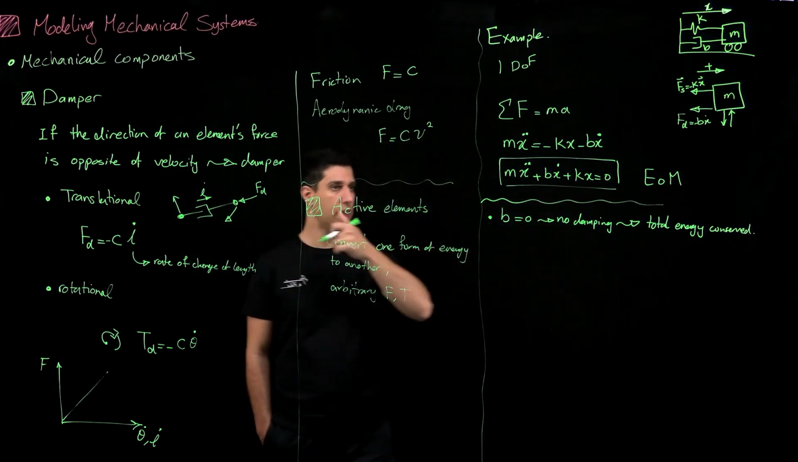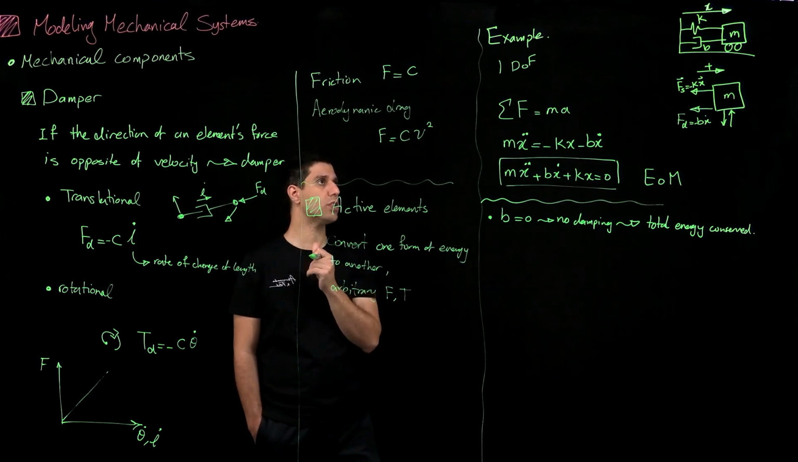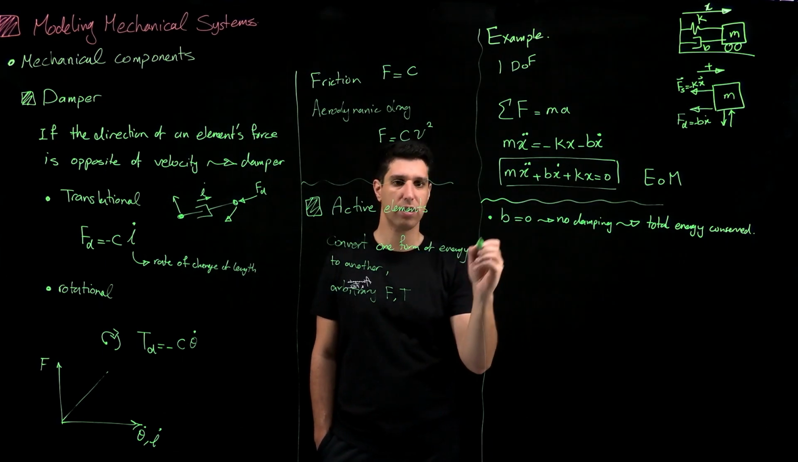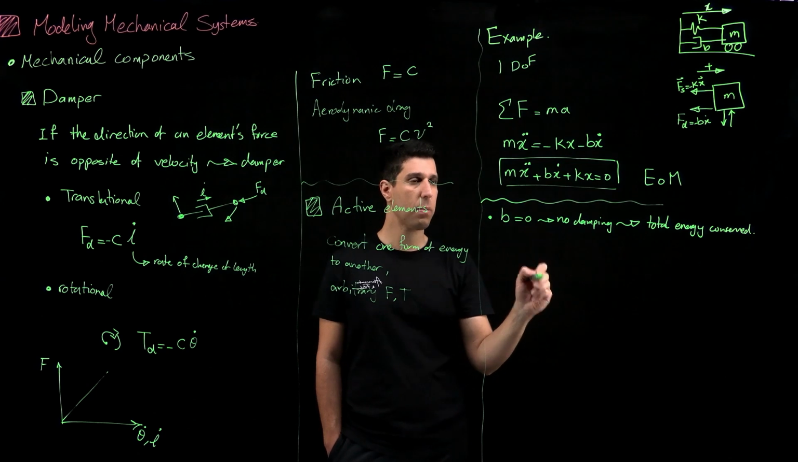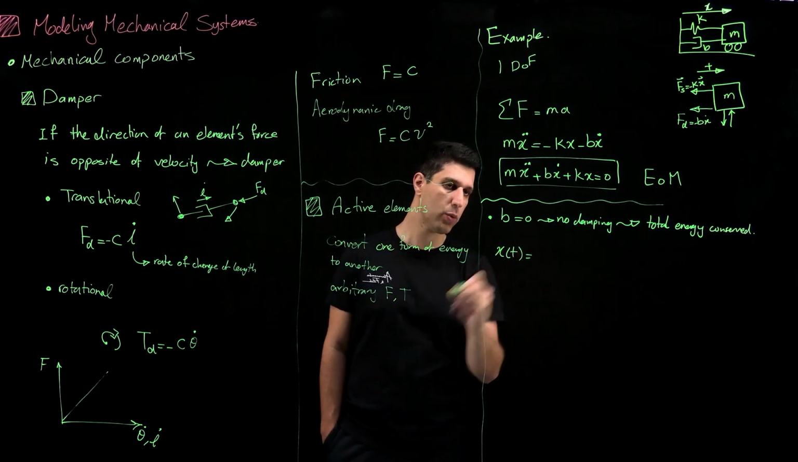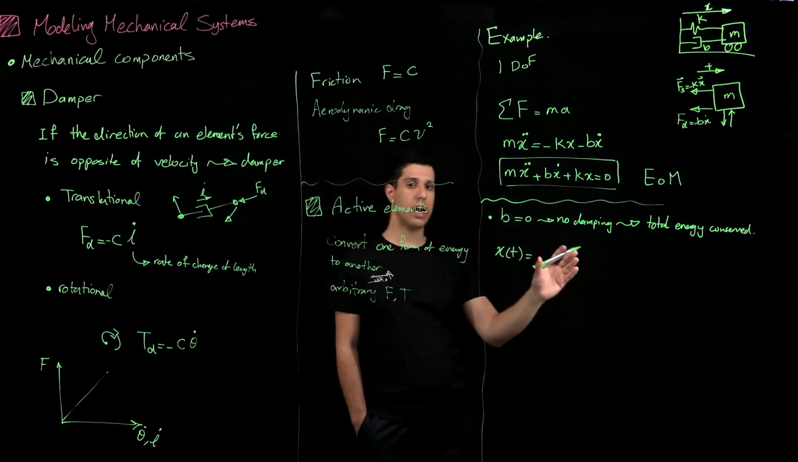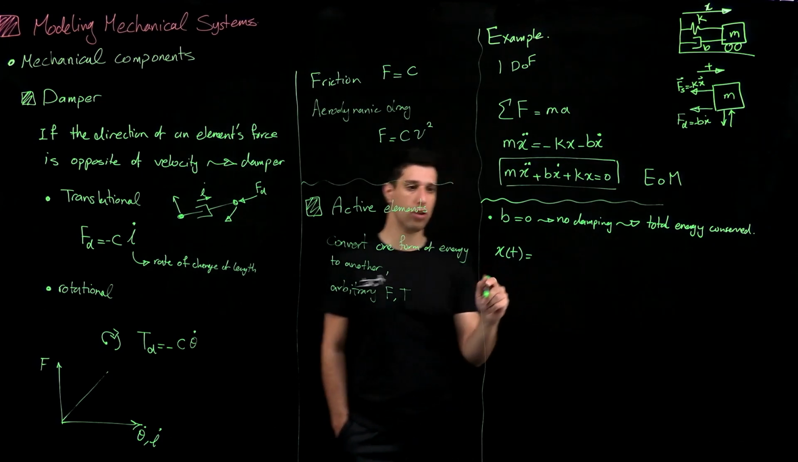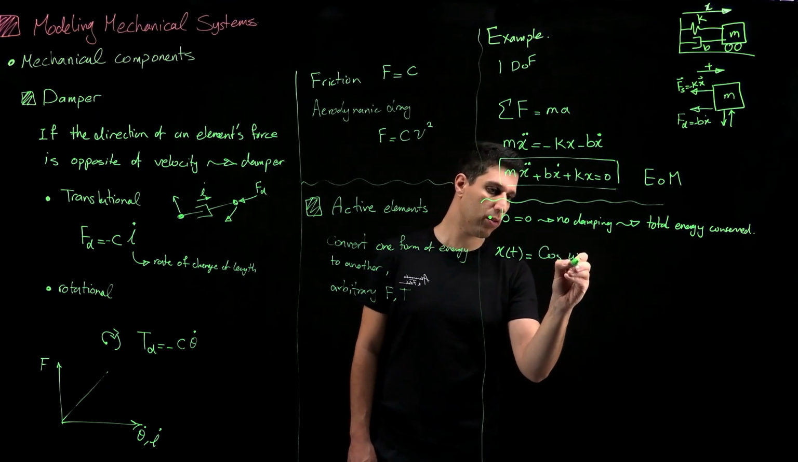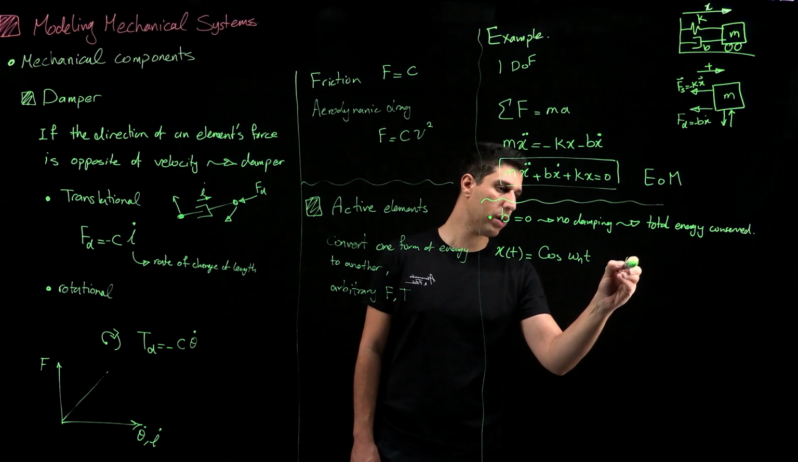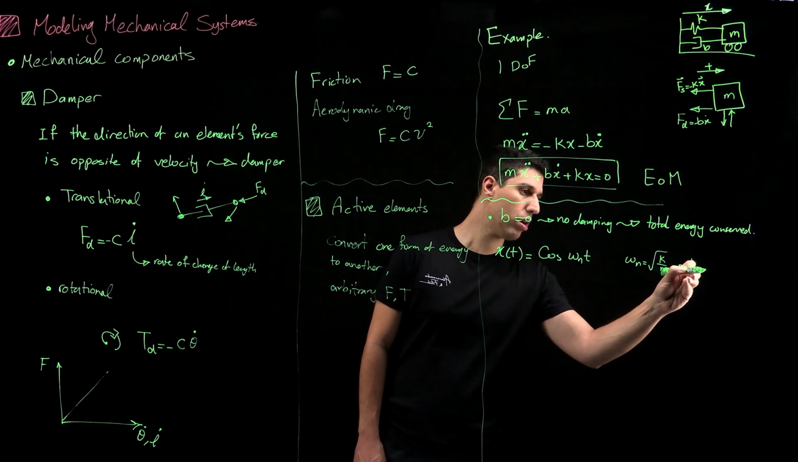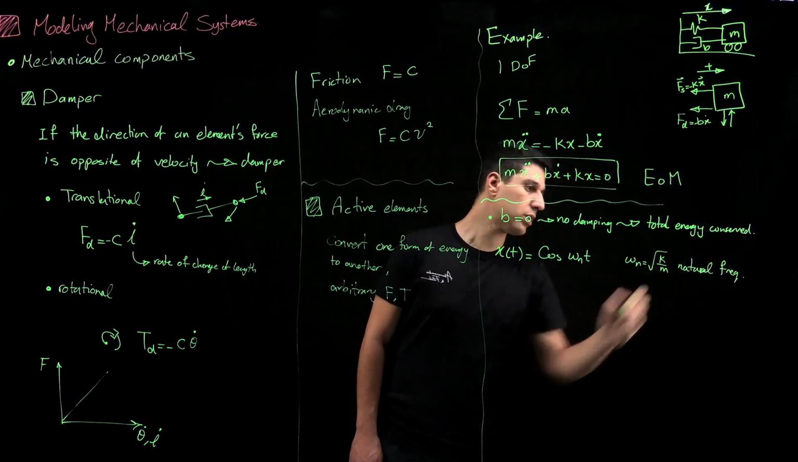So let's solve that. Actually, we have solved this before. Go back to the last lecture, where we exactly solved this. And x of t, with the initial condition of pulling x 1 meter and then letting it go, is going to be cosine of omega n t. And if you recall, omega n was the square root of k over m, what we call the natural frequency of the system.